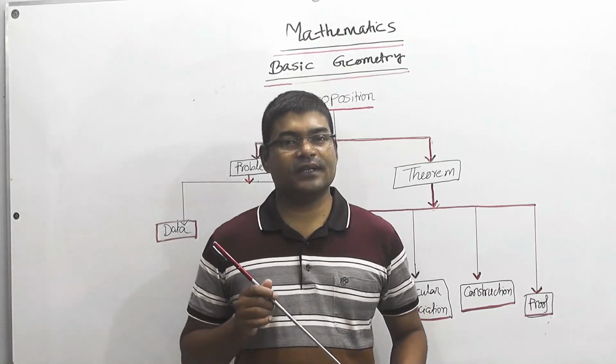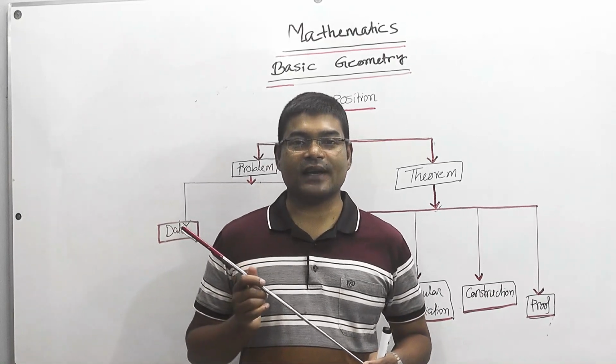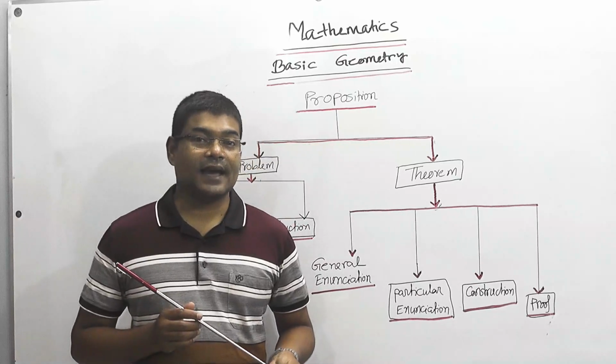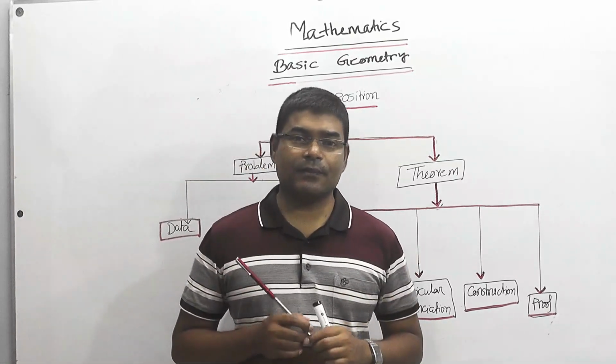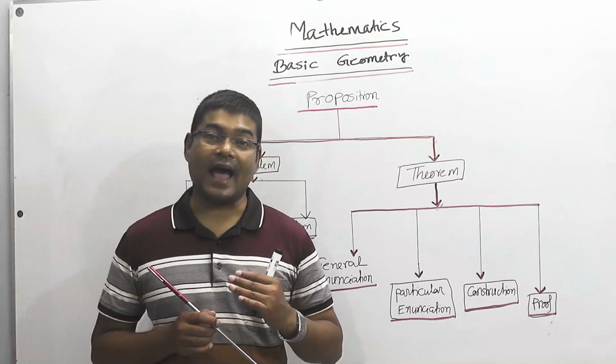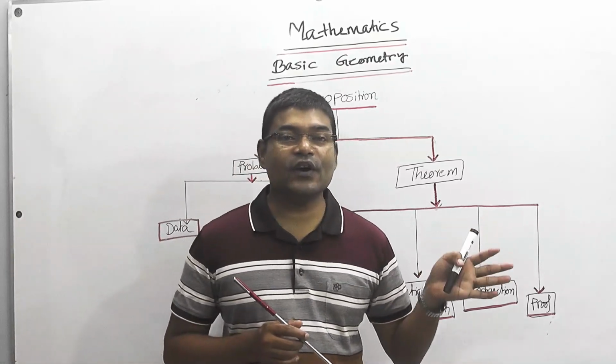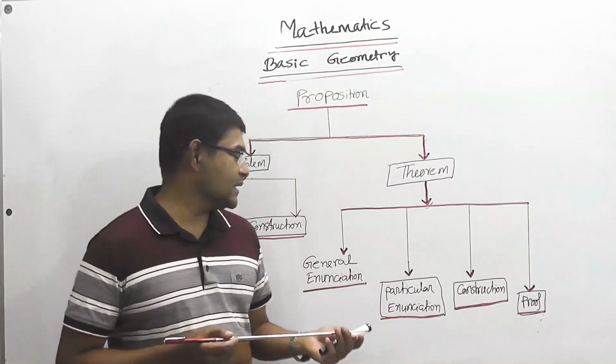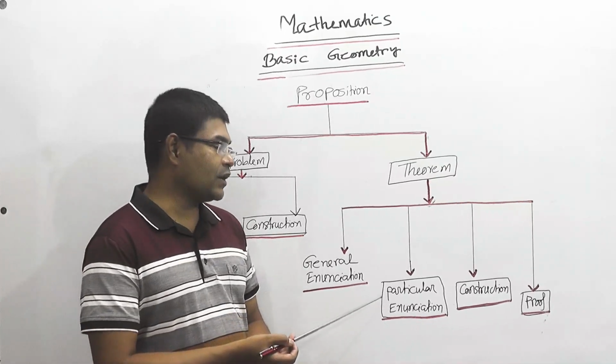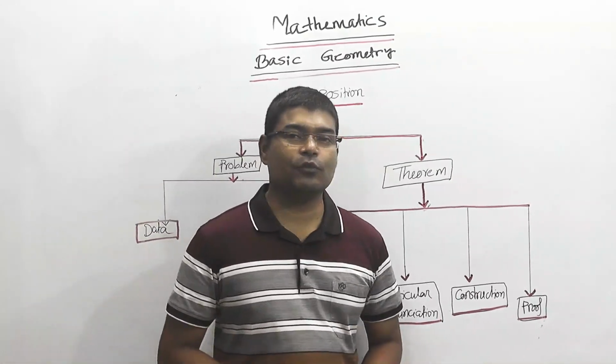We have learned the definition of geometry and the definition of proposition. In proposition there are two parts. First one is problem and another is theorem. In problem there are two parts, data and construction. But in theorem there are four parts: general enunciation, particular enunciation, construction and proof.